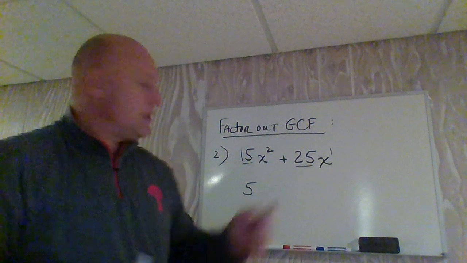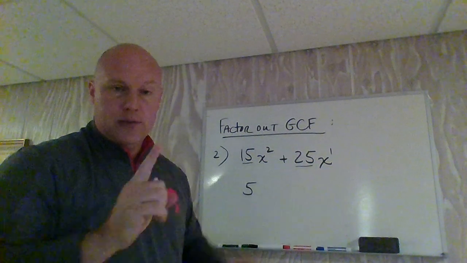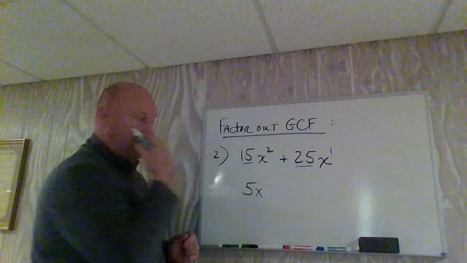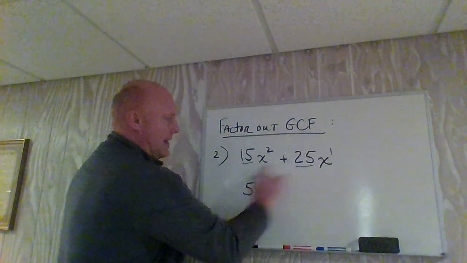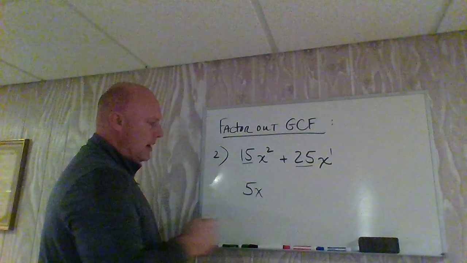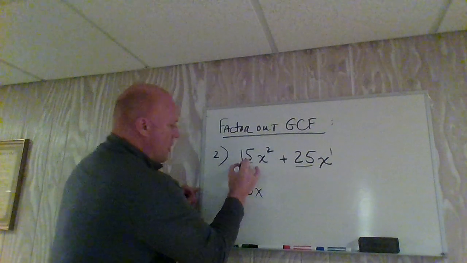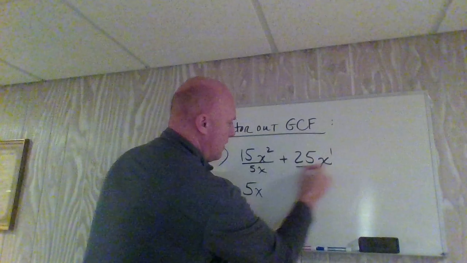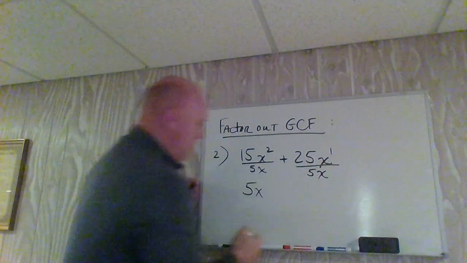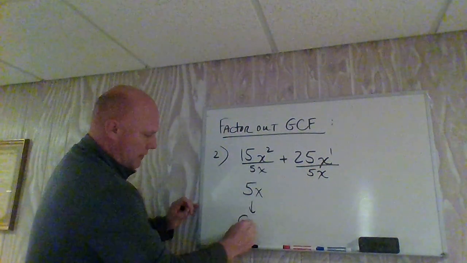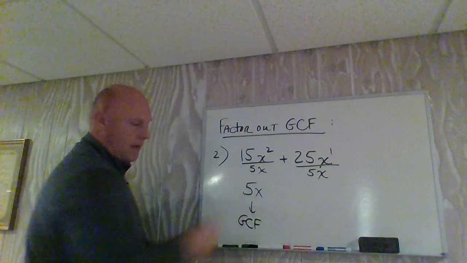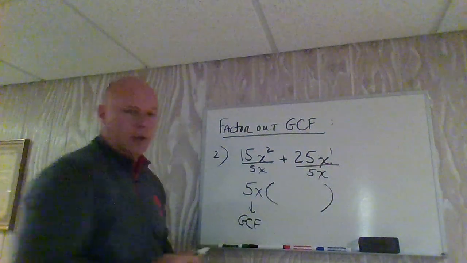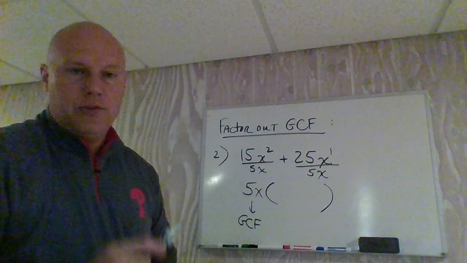So the most amount of x's that both of these terms have is 1x. So we're also going to pull an x out, because an x is at least in common. Now if we divide both of these terms by the greatest common factor, this would be the greatest common factor, 5x. Now, what's left over? So what would it look like if I asked you to distribute?